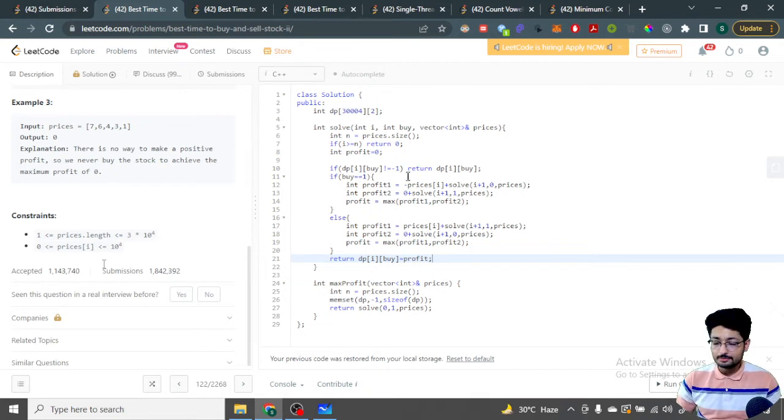Or else you have not bought the stock. If you have not bought the stock, the total value, the total profit or anything is 0 up till now. Also you call the solve function again with I+1 and still you have one more stock to buy, and the price is ready. And whatever is the maximum value of both of these states, you return the maximum value in profit.